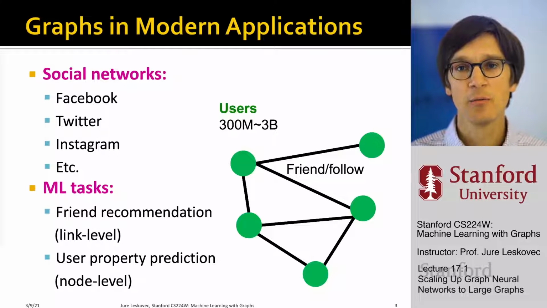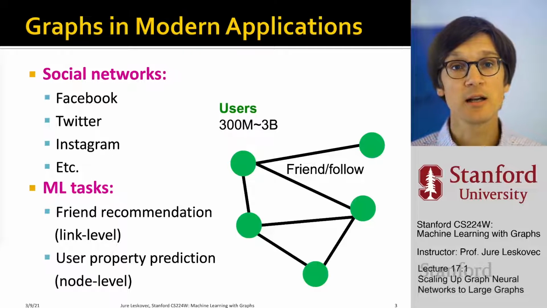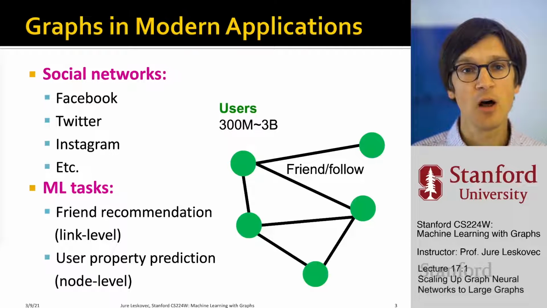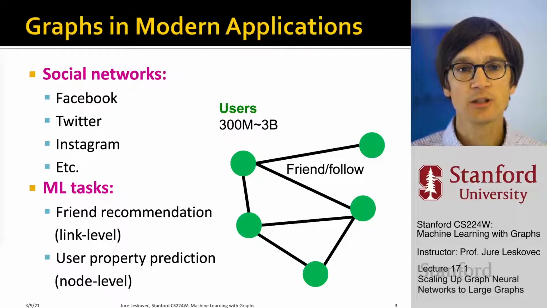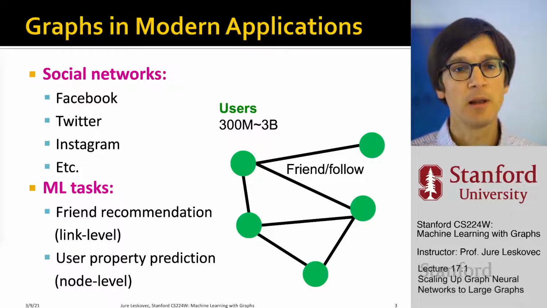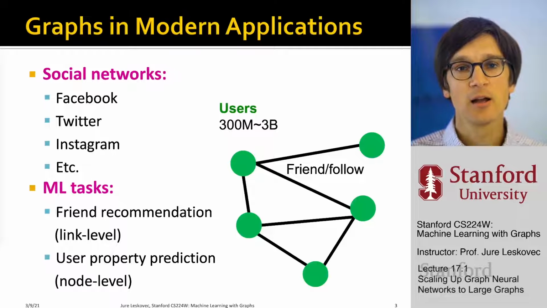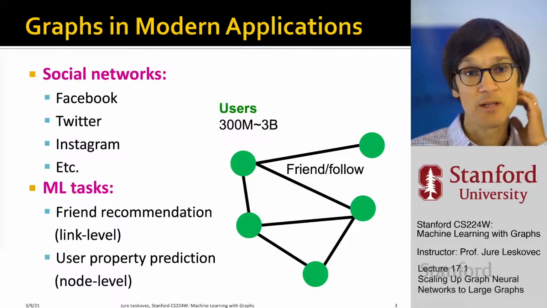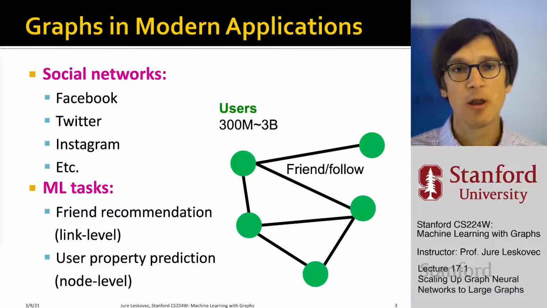Another example where graph neural networks can be very well applied is in social networks, for example Twitter, Facebook, Instagram, where you have users and friend and follow relations. You want to ask how to recommend friends to each other at the link level. Do I want to do some kind of user property prediction, for example predict what ads different users would be interested in, or what country they come from? Or perhaps I'm doing some kind of attribute imputation, in the sense that maybe some users tell me their gender, but I don't know the gender of other users and I want to predict it.